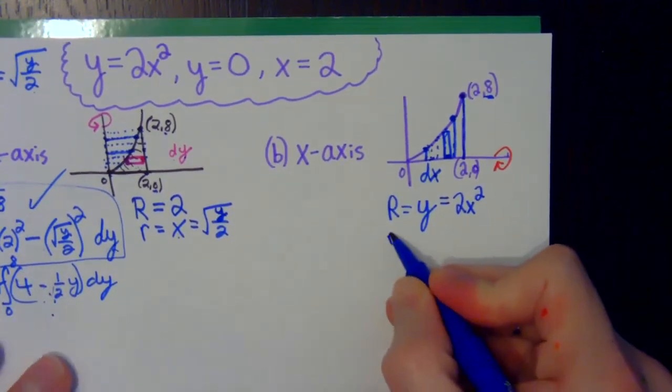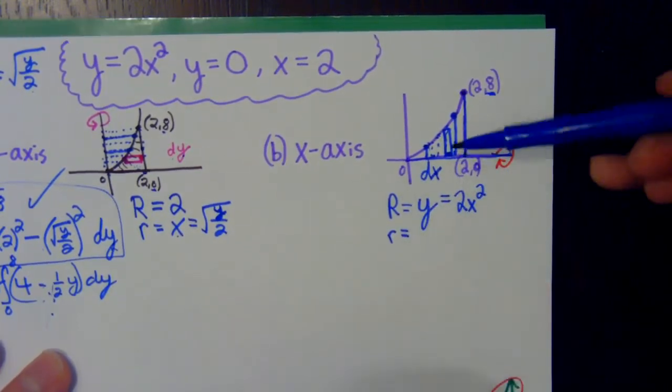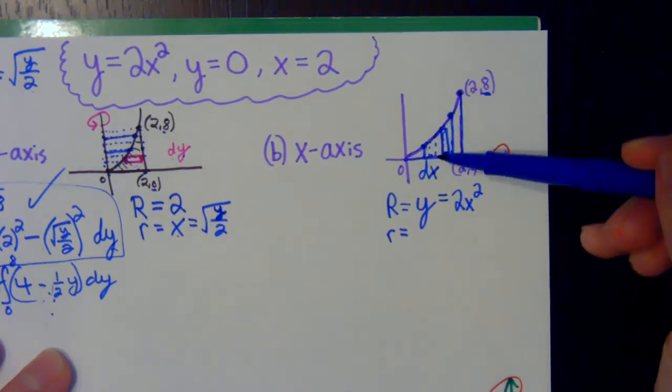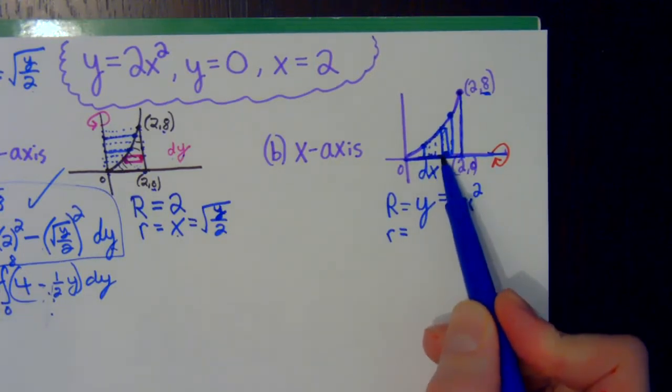The little r is the distance from your axis of revolution to your closer edge. So if your axis of revolution is the x-axis, and you're standing there, your farther edge is your curve. Your closer edge, you're standing right on it. Your axis of revolution and your closer edge are exactly the same thing. There is no distance apart.